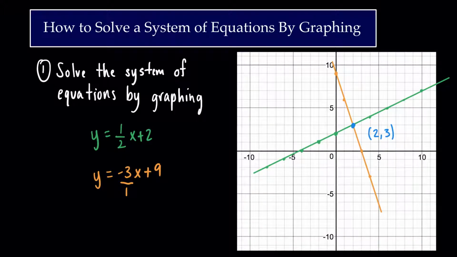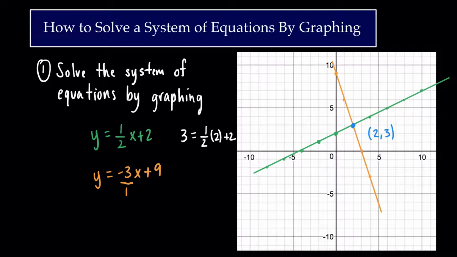What you should do here is check 2, 3 and plug it back into both equations. So we'll take the first equation here and we'll say the y value is 3. So is it true that 3 is equal to 1/2 of, and the x value is 2, plus 2? All I did was take this equation and plug in the y value, which should be 3, and the x value, which should be 2, from this point.